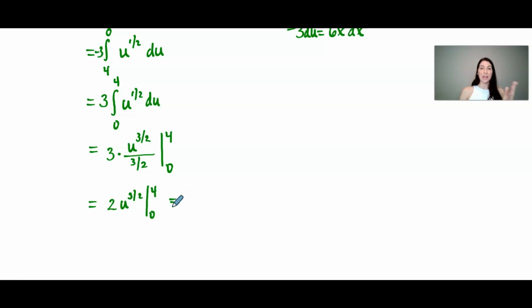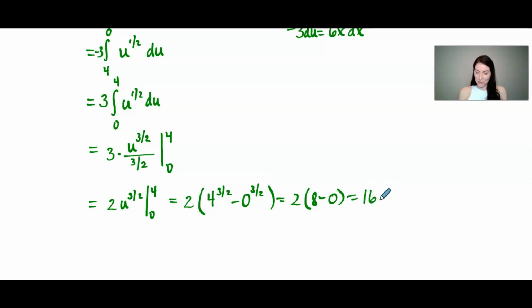Okay, let's go ahead and plug in 4 and then plug in 0. And I am going to factor out that 2 in front. So I would have 4 to the 3/2 minus 0 to the 3/2. All right, 4 to the 3/2. Because the denominator is 2, that means to take the square root of 4 first, which would be 2, and then 2 cubed would be 8. And then 0 to the 3/2, well, that's just 0. And so I get an answer of 16.